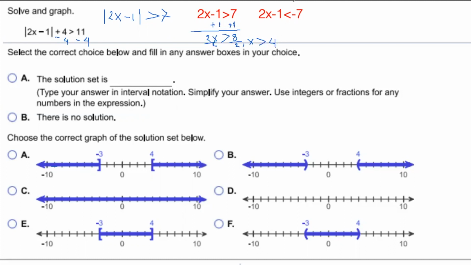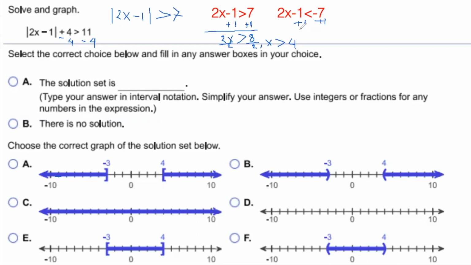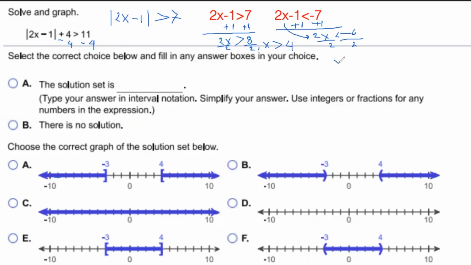Exactly the same way we can solve this equation. So we add 1 on both sides. After adding on both sides, we get 2x is less than negative 6. Now divide by 2 on both sides. Then we'll get x is less than negative 3. So these are my solutions: x is more than 4 or x is less than negative 3.